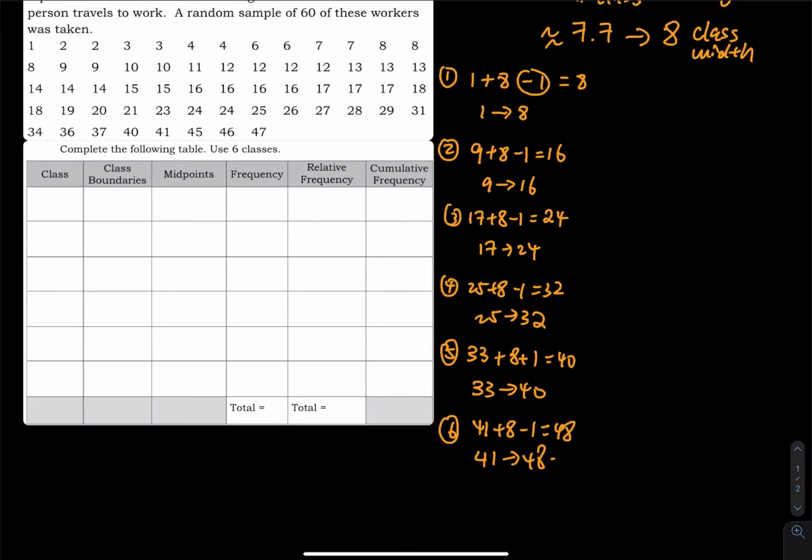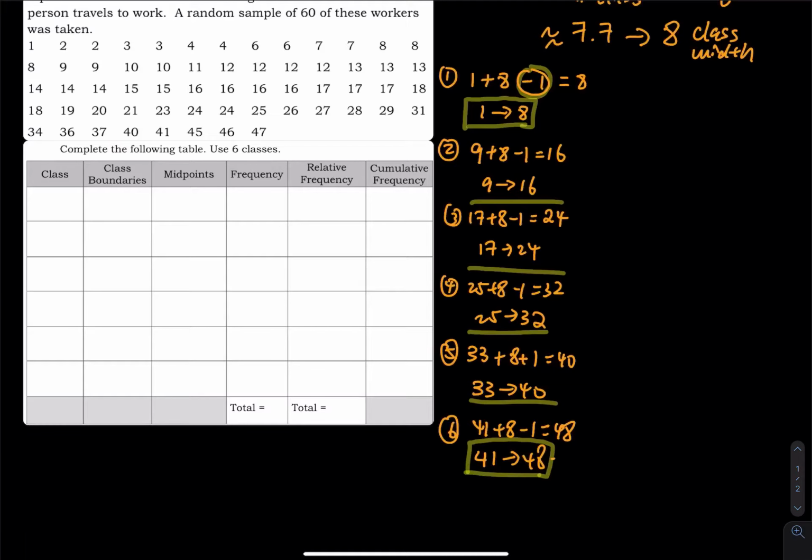And then we fill in the table. So this is our class. Now, let me explain how come we have to subtract 1. Take a look at the data. We start at 1, right? So the first class is big enough to cover the 1. And then we end at 48, so the 48 is big enough to fit the highest value, 47.